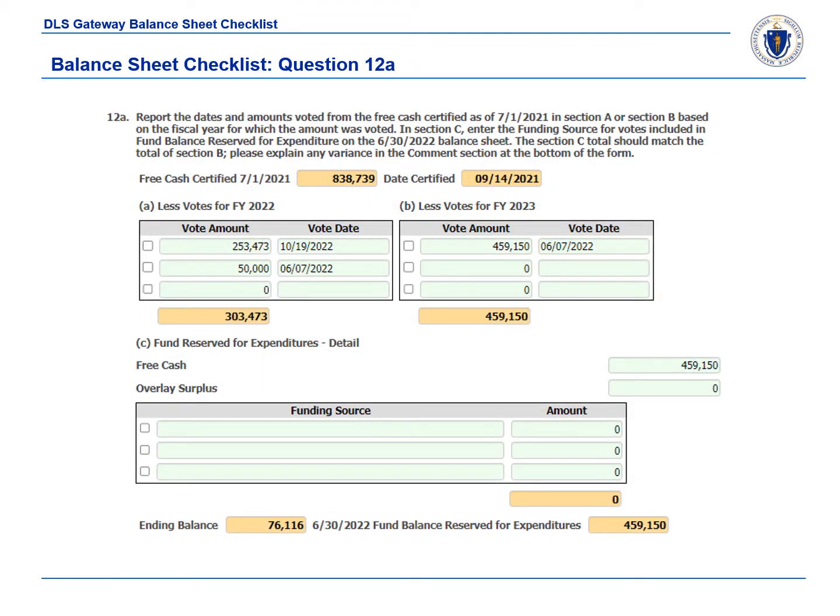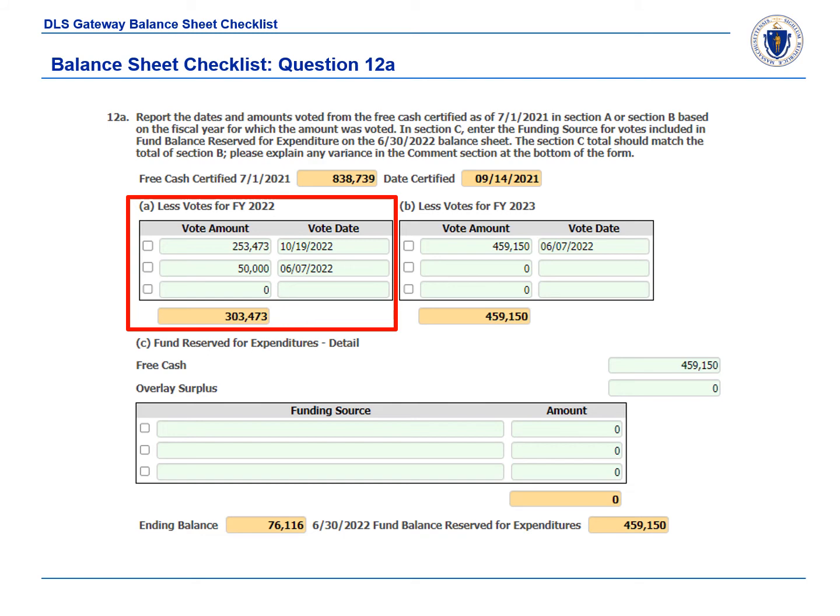Question 12A is looking to track your free cash appropriations as well as match up the combined balance sheet fund balance reserved for expenditure. The prior year's free cash amount and date certified automatically populate the form. In Section A, report the free cash amounts that were appropriated for the current fiscal year. For each vote date that free cash was appropriated, put the total amount of free cash used. Each different vote date should have its own free cash total.